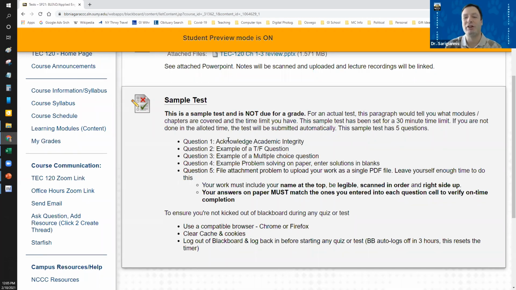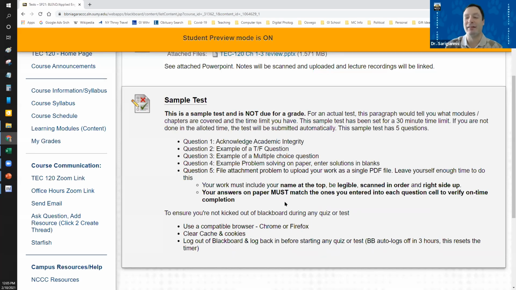And I'll tell you, question 1 is just the acknowledgement of the academic integrity policy. Question 1 is always this question. Question number 5, or the last question, is always the file attachment. In between, your test will actually have 8 true/false and multiple choice questions. This particular sample test has 1 true/false question, 1 multiple choice question, and then there's an example problem-solving question, where you enter your solutions. And then the last question is, again, always the file attachment problem.